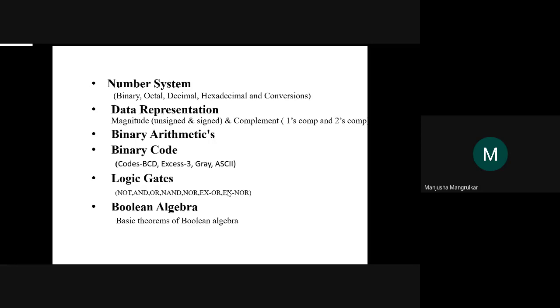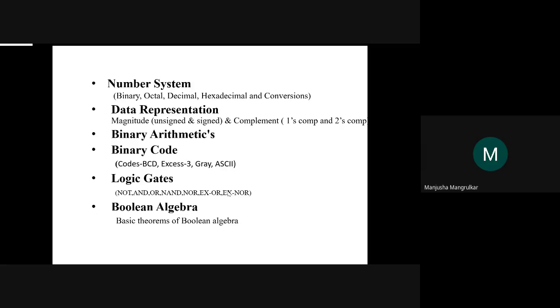Last lecture we have seen, in the first lecture we have seen the number systems, that is binary, octal, decimal and hexadecimal, and conversion vice versa. In the second lecture we have seen data representation, that is magnitude, sign and unsigned, and the complements, ones complement and twos complement. Along with that, we have seen binary arithmetic, that is addition, subtraction, multiplication and division, and the rules of arithmetic in binary.